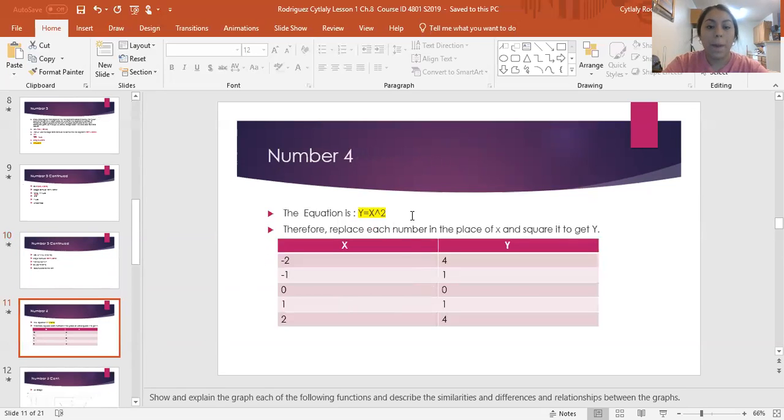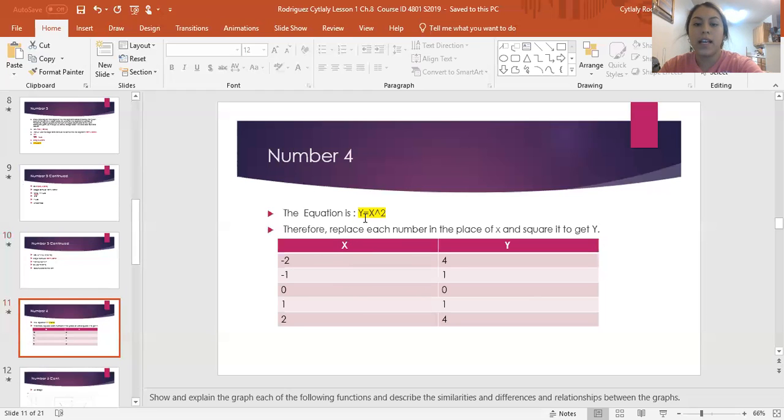Okay, number 4. The equation is y equals x squared. So we are to graph this, sorry. So what I did is I went into Excel, and I made a chart. And you can do it on PowerPoint too, but I did it on Excel just because I did the graphs in Excel. So I did the x values, y values. And I did negative 2, negative 1, 0, 1, 2. Then we substitute right here the x with whatever the x values are from here, and then square it.